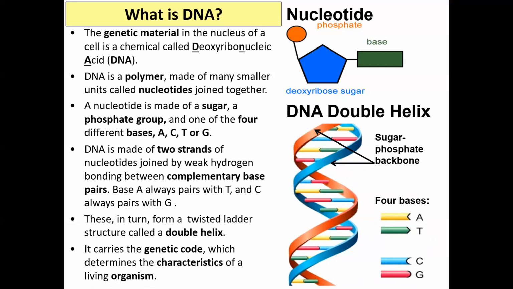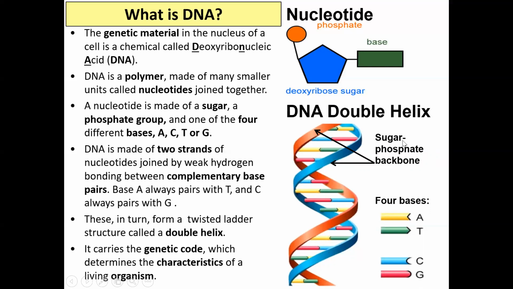So, put simply, DNA is a polymer. It's made up of two polynucleotide strands, and they're coiled together in the shape of a double helix. I'll say that again just to reinforce that point. DNA is a polymer. It's made of two polynucleotide strands, joined together, and they're coiled in the shape of a double helix. And that double helix is that twisted ladder shape.